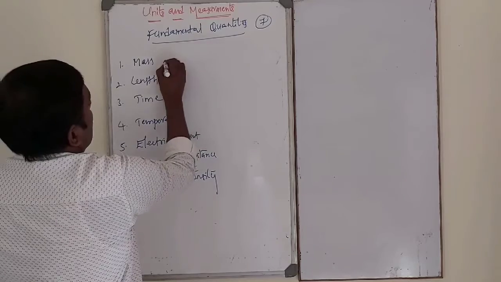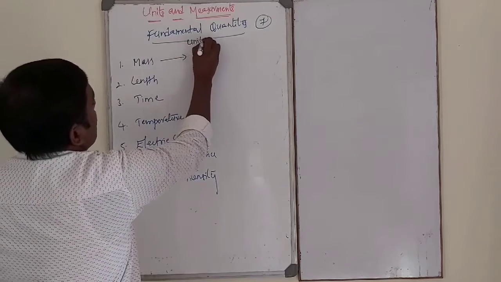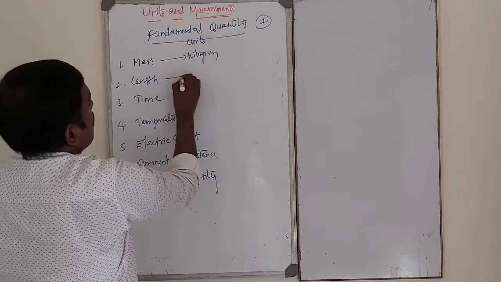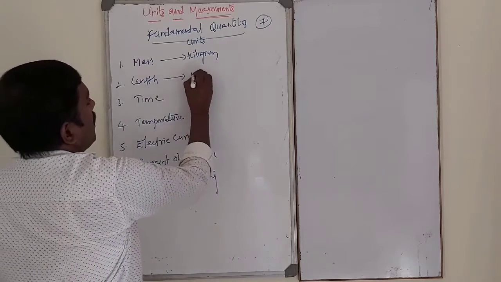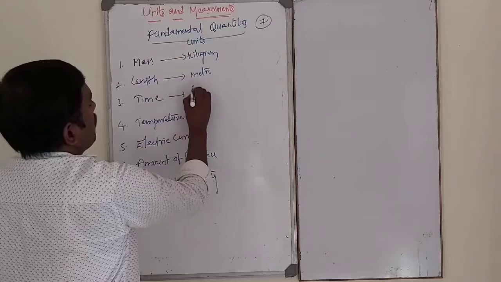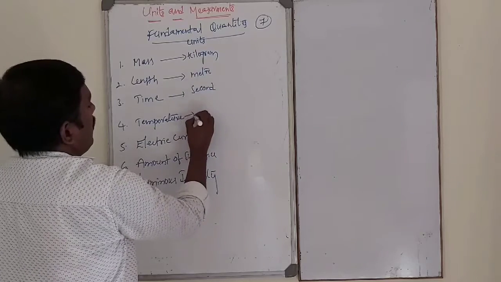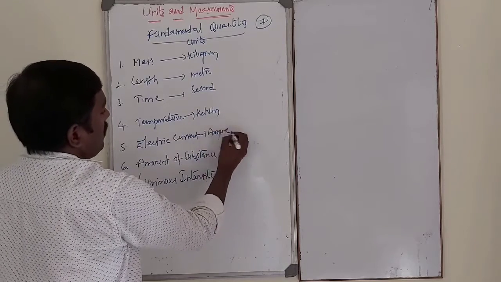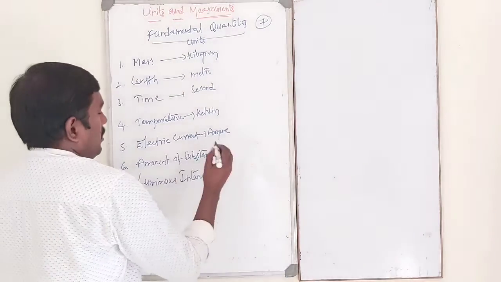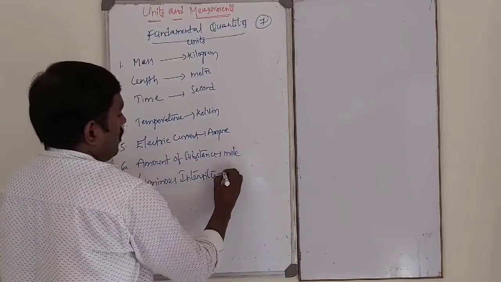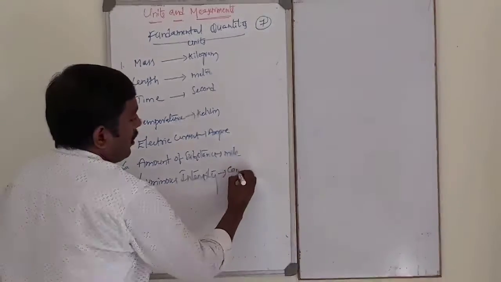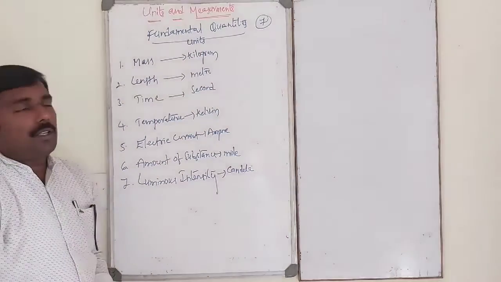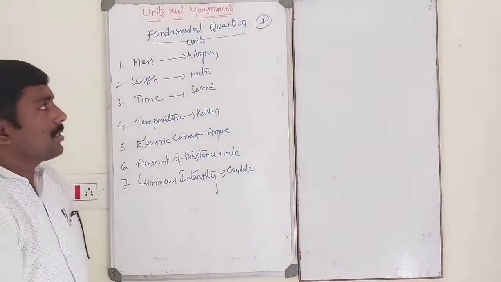Units of fundamental quantities: mass, kilogram; length, meter; time, second; temperature, Kelvin; electric current, ampere; amount of substance, mole; and luminous intensity, candela. These are the SI units of fundamental quantities.